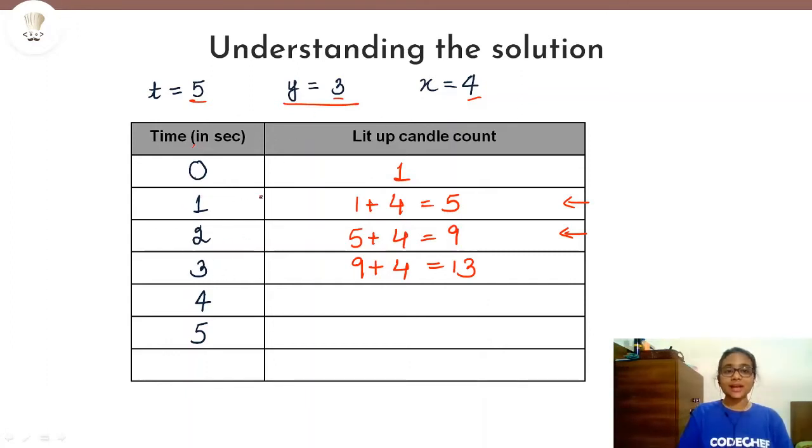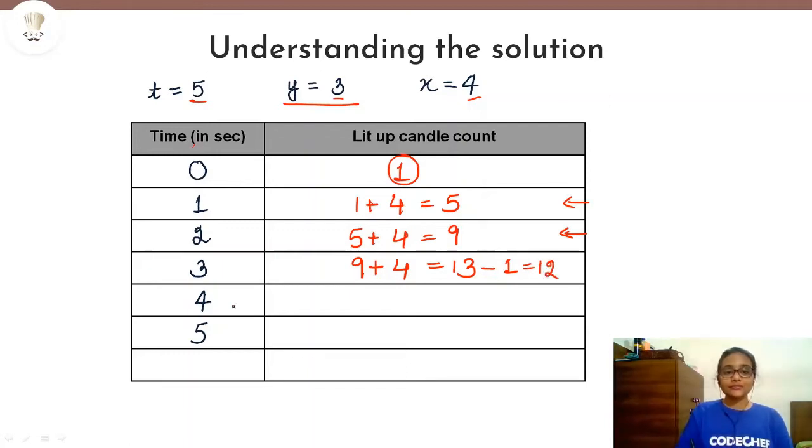So all the candles that were lit up at the 0th second will be extinguished at the end of 3 seconds. So definitely we'll have to do minus 1 here, because this first candle was lit up at the 0th second and 0 plus 3 equals 3. So at the end of 3 seconds, this candle will get extinguished. So we will have a total of 12 candles left here.